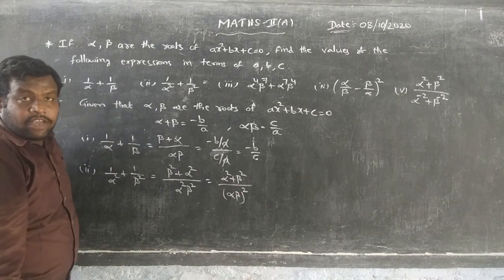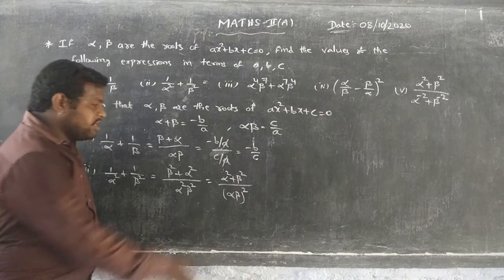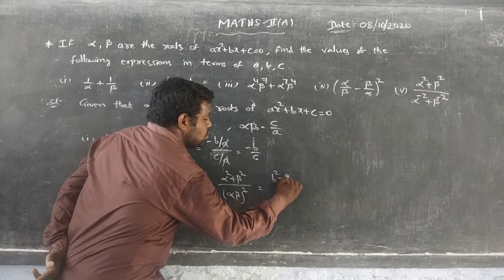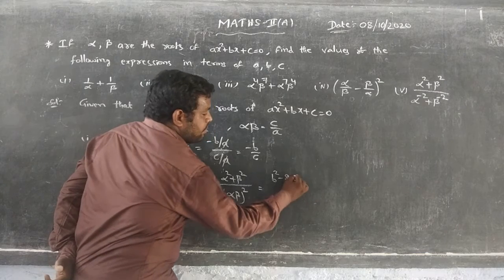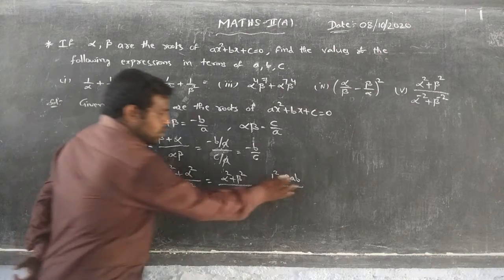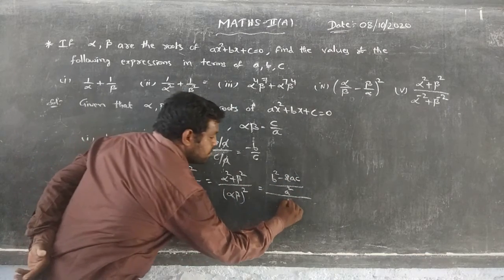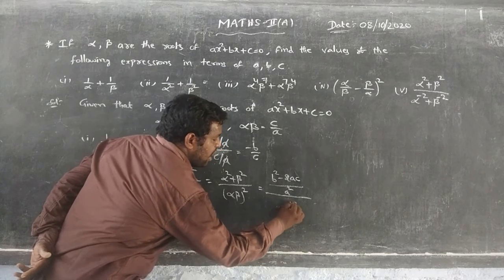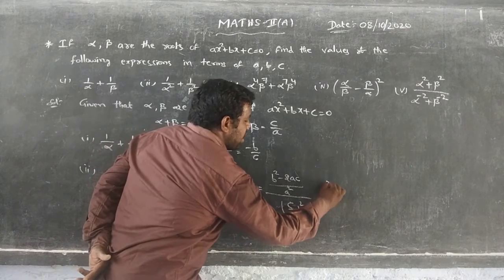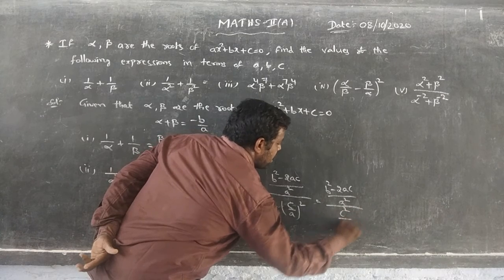In the previous problem, if alpha and beta are the roots of the quadratic equation, what is the value of alpha square plus beta square? b square minus 2ac by a square, divided by c by a whole square. That equals b square minus 2ac by a square, by c square by a square.